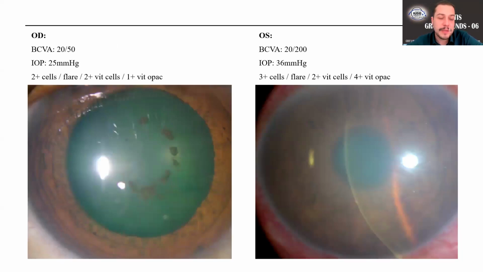In the physical exam, he presented in the right eye the BCVA of 20/50, the intraocular pressure of 25, a mildly hyperemic conjunctiva due to ciliary injection, a clear cornea, 2+ anterior chamber cells, flare, 2+ vitreal cells, and 1+ vitreous opacities. In the left eye, an important ciliary injection, BCVA of 20/200, IOP of 36, diffuse corneal edema, 3+ anterior chamber cells, flare, 2+ vitreal cells, and 4+ vitreous opacities, and posterior synechiae.